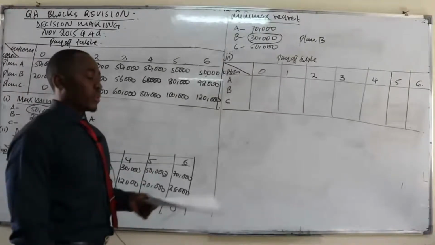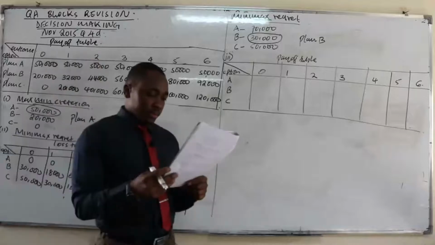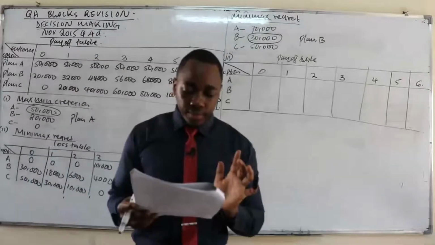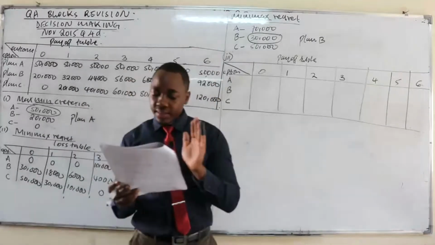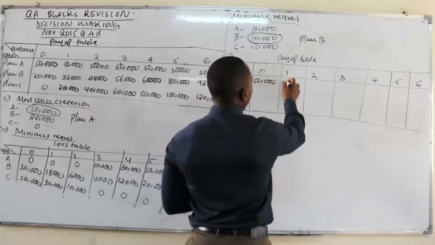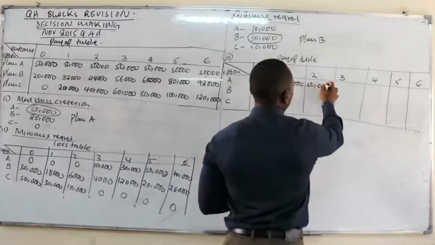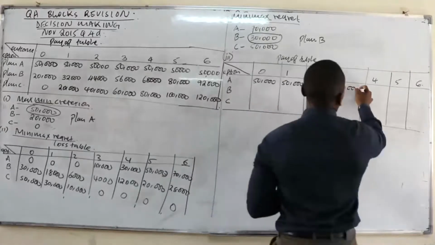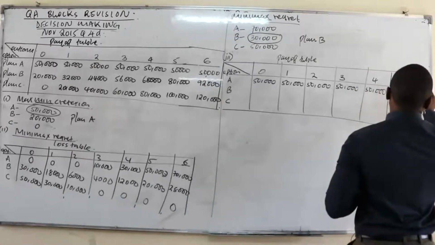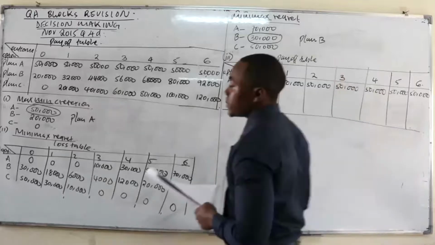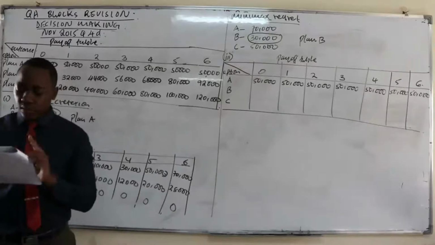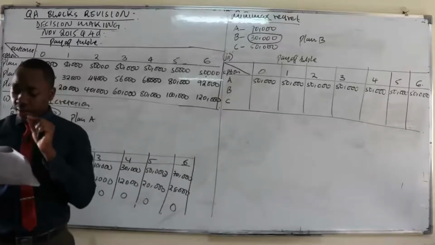Now, assuming that for plan A, let's go back to plan A. Plan A, in this case, you're getting a fixed salary of 50,000. That means nothing will change. So regardless of the number of houses sold, you get 50,000. What about plan B? Let's go to plan B. Plan B, you are getting a fixed salary of 20,000 per month plus a commission of 12,000 per house.